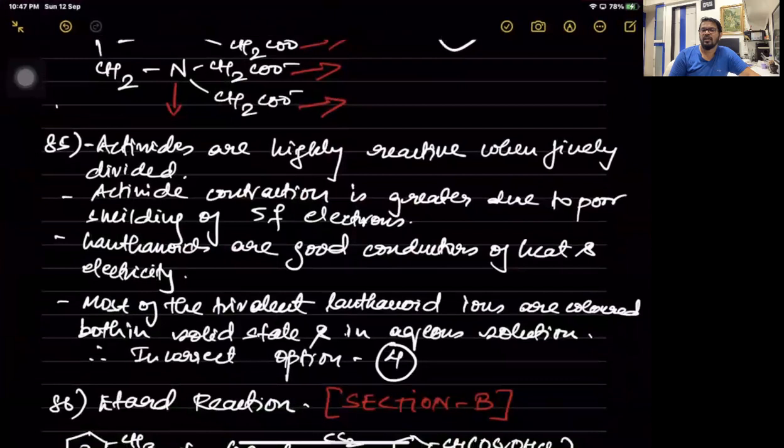Look at that. They are highly reactive when finely divided. Lanthanide contraction is greater due to poor shielding of 5f electrons. Lanthanoids are good conductors, and most of the lanthanoid ions are colored both in the solid and in their aqueous solution. So the incorrect option is the fourth one, where it says it's colorless. So 85 is 4.